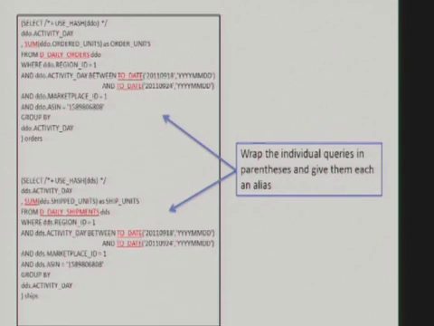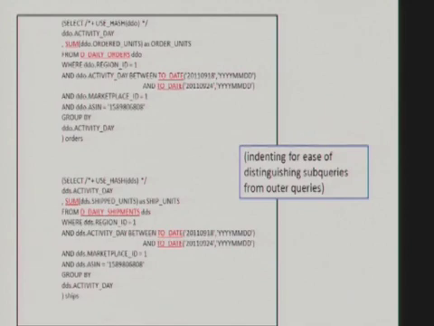We will wrap both of these in parentheses and give them each an alias. So we'll just call them orders and ships. So those are now subqueries that are going to create 2 temporary tables, one called orders and one called ships, that each have a column called activity day, and then the one has an order units column, the other has a ship units column. I like to indent subqueries because it's easier for me to visualize, so that's totally up to you.